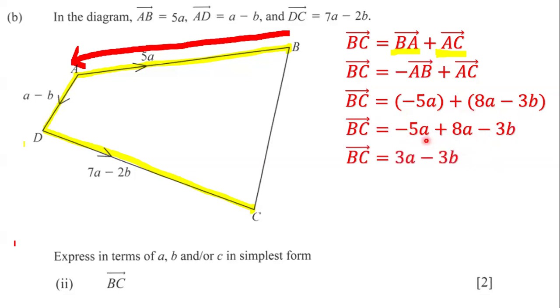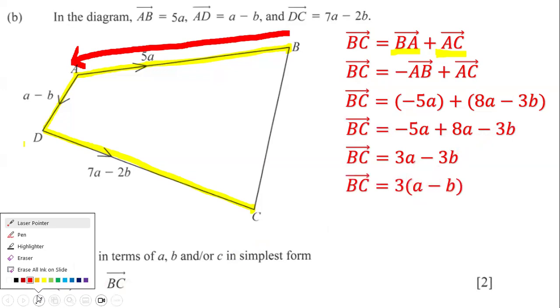Well, negative 5a plus 8a is going to be positive 3a, and we bring down the negative 3b. And we can factor out a 3, right? So we can factor out 3. So we say 3 open bracket a minus b.